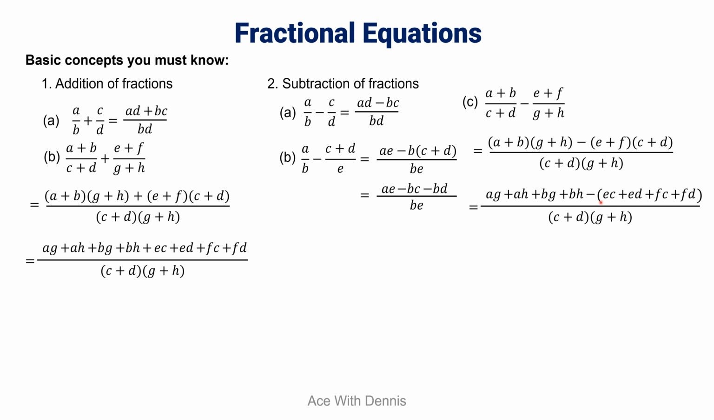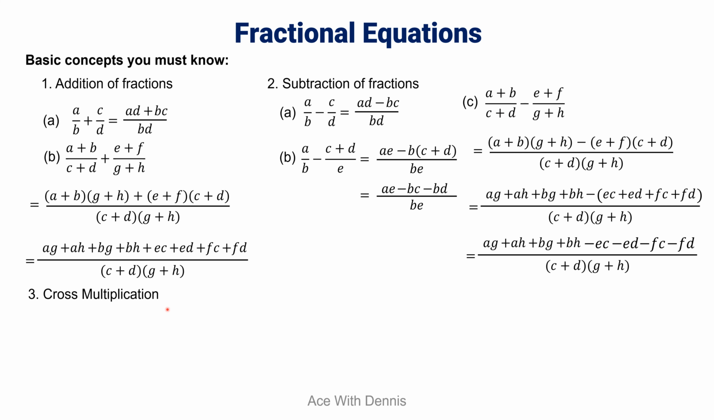Okay, now you have to remove the bracket here by changing all the signs inside the bracket if you see a negative in front. So it will become this whole thing with the same, right? And when I remove the bracket, I'll get minus ec, minus ed, minus fc, minus fd. Okay, so this will be the answer, right, for combining these two fractions together.